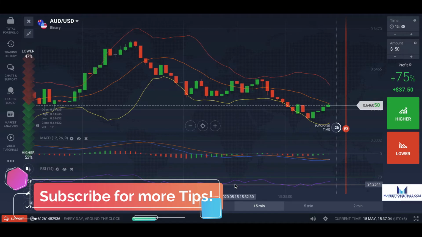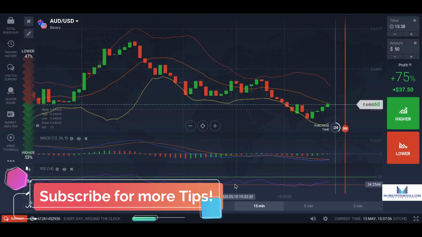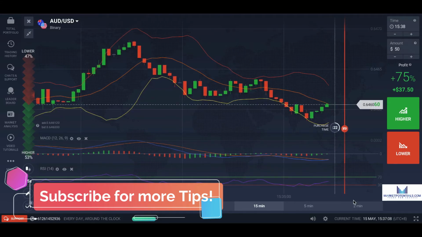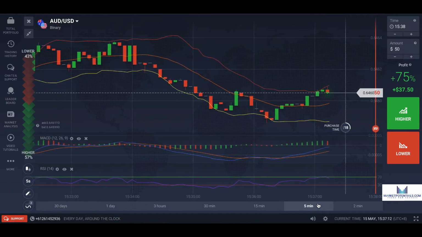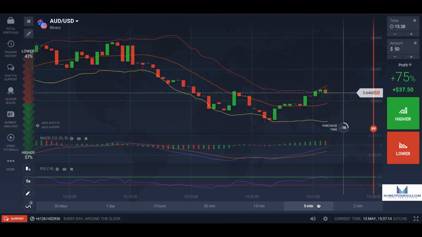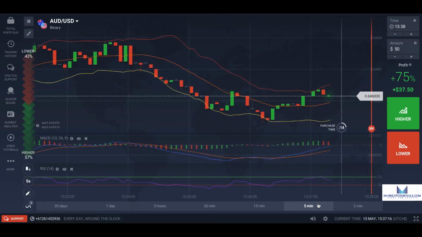Do it a couple of times, and I'm very sure, just do it on a demo account, guys, to be safe, and you would then be able to figure out how the indicators tally, and you can then start to actually make live trades. All right.